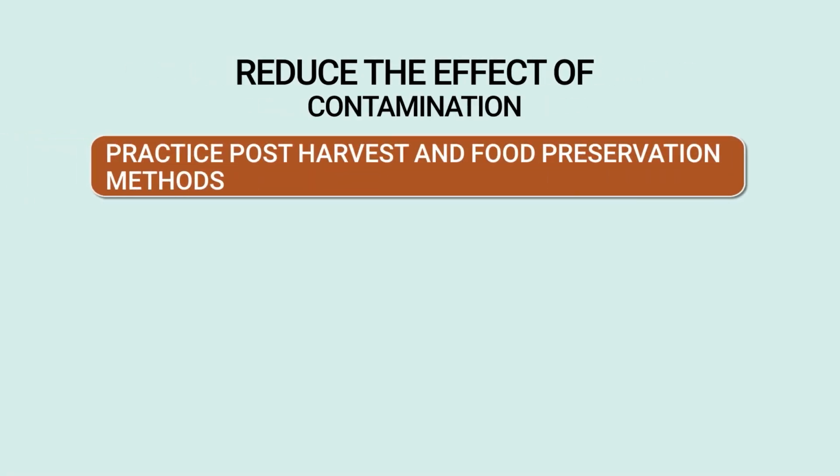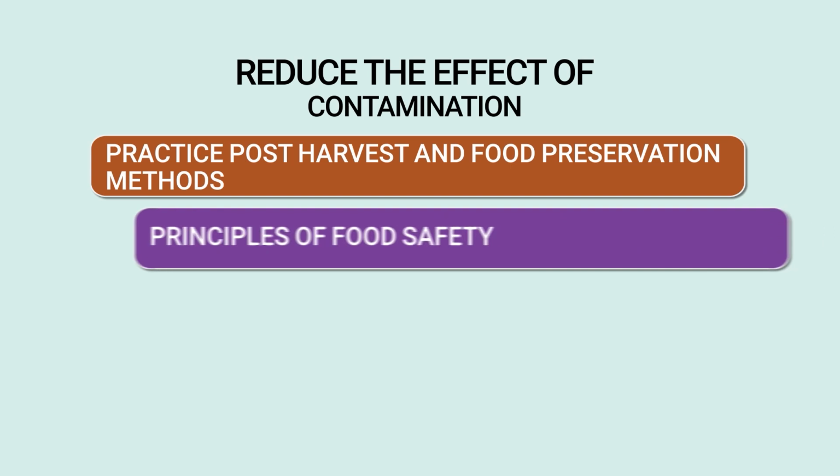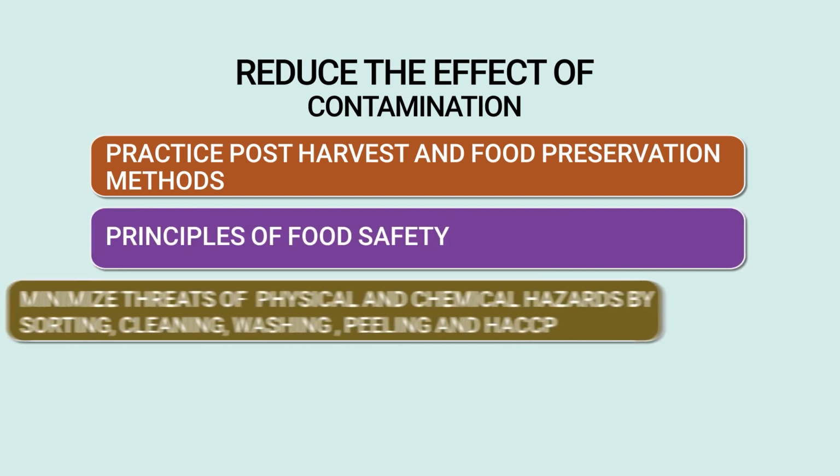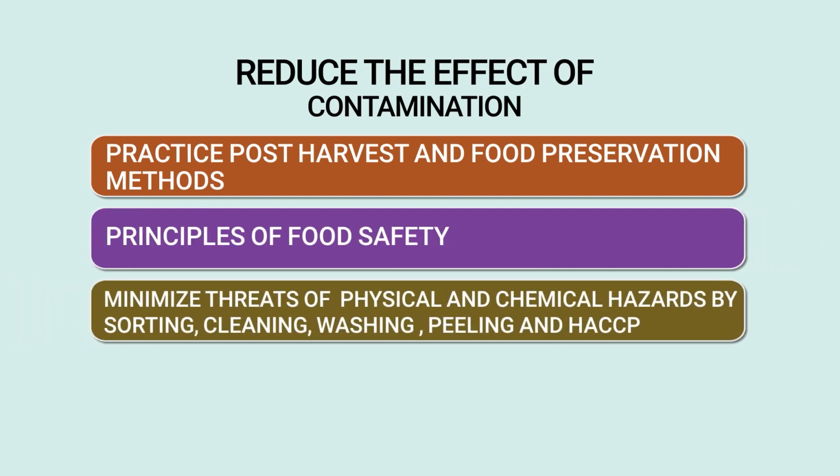Now, how to reduce the effect of contaminants? Primarily follow proper post-harvest food preservation methods, principles of food safety, and proper physical and chemical cleaning by sorting, cleaning, washing, and HACCP should be there.